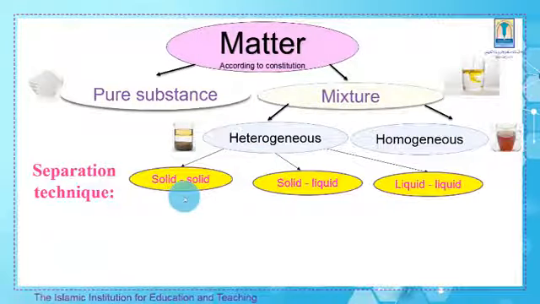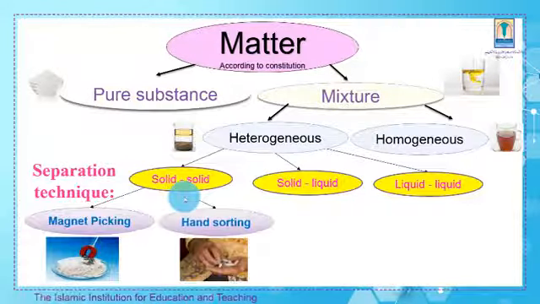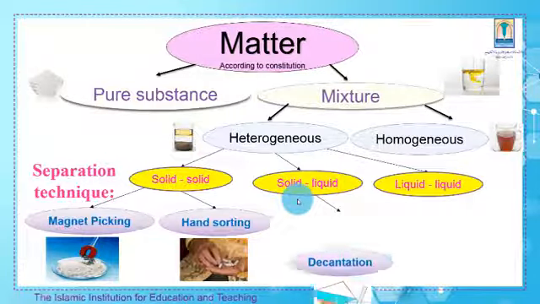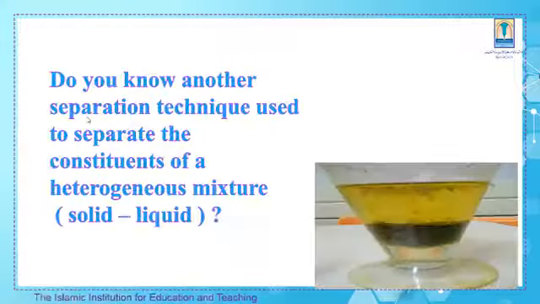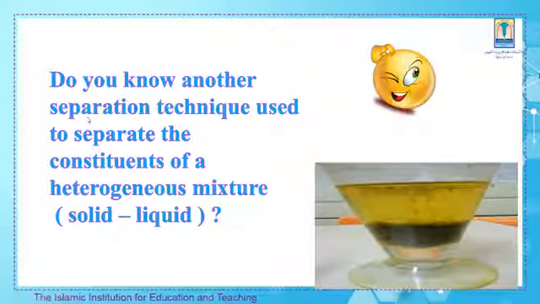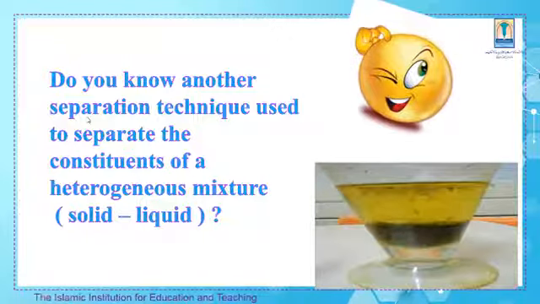A solid-solid constituent can be separated using magnet picking or hand sorting. A solid-liquid constituent can be separated using decantation. Now, do you know another separation technique used to separate the constituents of a heterogeneous mixture with solid-liquid constituents?